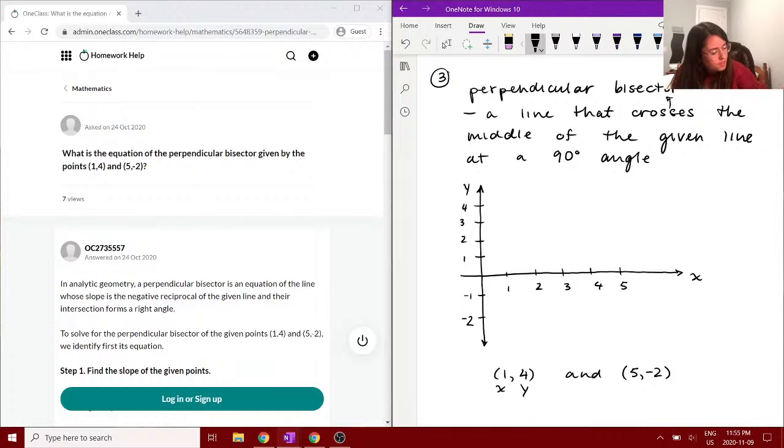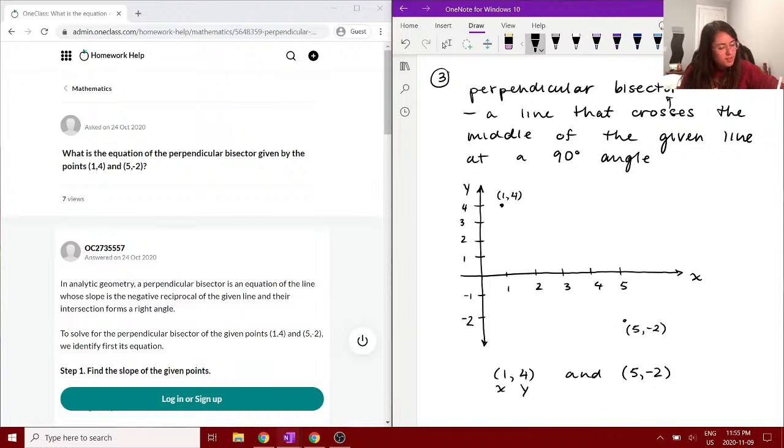So we have x is equal to 1 and y is equal to 4. So that's this point here. 1, 4. And then the second point is x is equal to 5 and y is equal to negative 2. That's down here, minus 2.